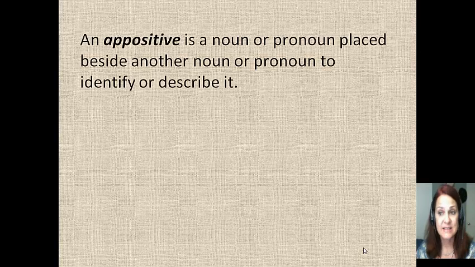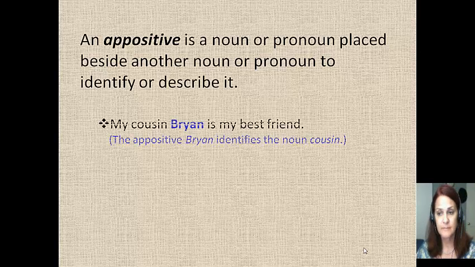An appositive is a noun or a pronoun placed beside another noun or pronoun to identify or describe it. And I know we've done some of these in DGPs, but this is the official definition. Example, my cousin Brian is my best friend. Okay, the appositive in this sentence is highlighted in blue, so it's Brian. And Brian identifies and renames cousin. So Brian is functioning as an appositive. Two nouns right next to each other.